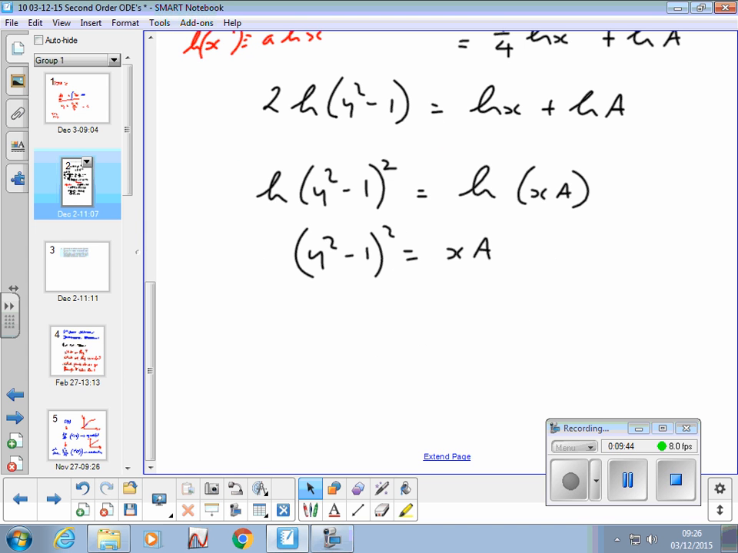So now I can rearrange this little equation to get y, if I wanted to. I'll leave that there because that's quite a few steps involved with that, and I want to move on.